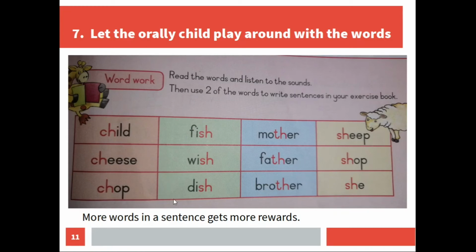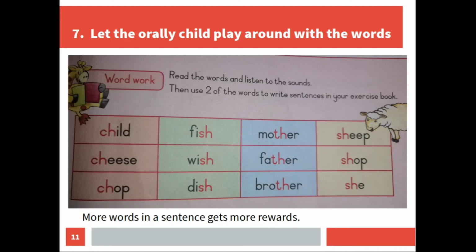Now you tell him, okay, if you can use one or more of these words in one sentence, the more words you use, even if it's a crazy sentence, you get more points or whatever reward you give the child. The child may make a crazy sentence: father shops for cheese. 3 words. The more words a child can use in a sentence, the greater the child's rewards. For 1 word is 5 points, 2 words is 10 points, 3 words is more, etc.